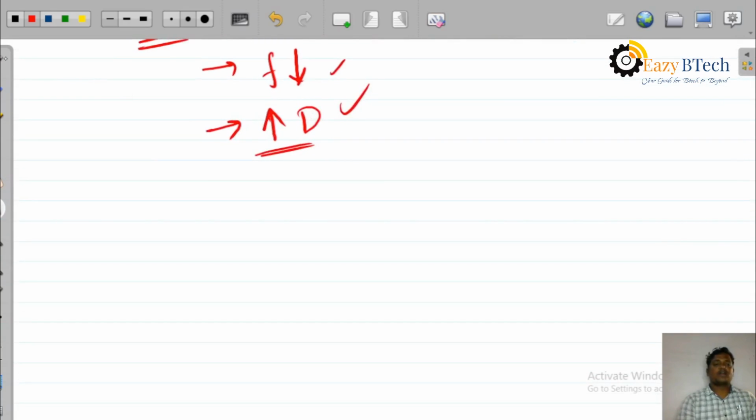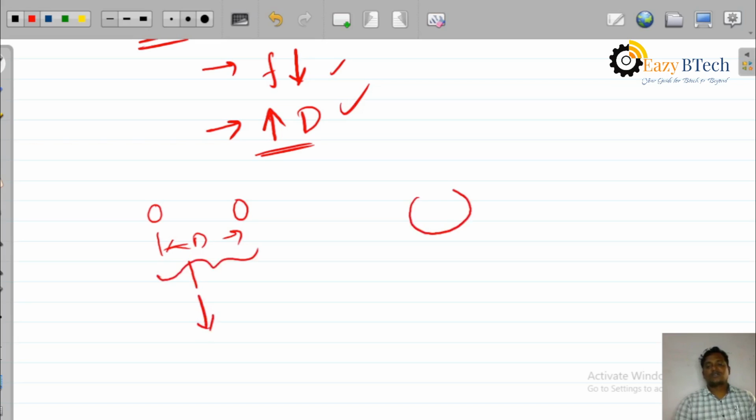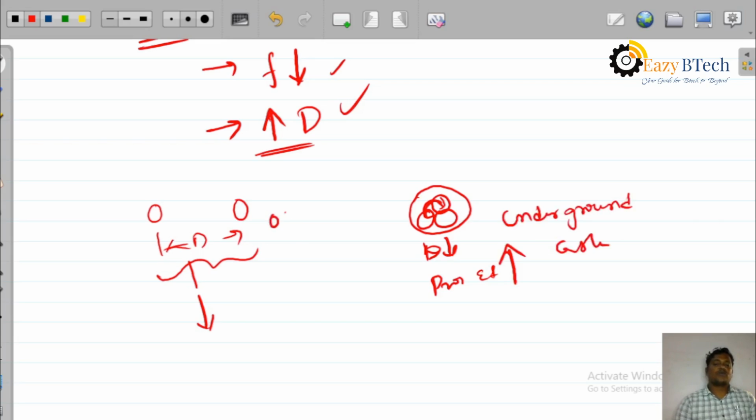If you observe overhead and underground cables, in an overhead transmission system the conductors have sufficient distance, so in these cases the proximity effect is less. If you observe the three core cable, the distance between the conductors is very less. Therefore, the proximity effect is more in underground cables compared to the overhead transmission system.